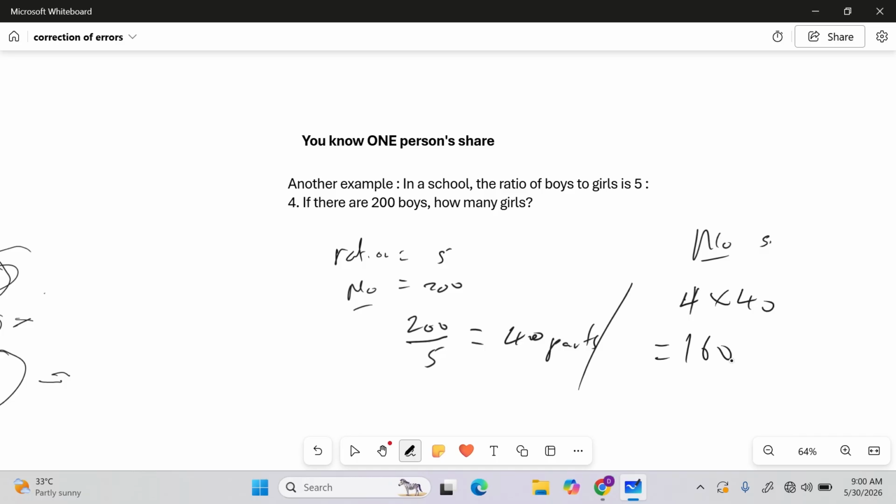So that is how we are going to solve it. It's very simple. But let's say if they ask you to find the total number of students, how do you do that? We just add the girls to the number of boys. Then we get the total number of students in the school. I hope that is as simple as ABCD.